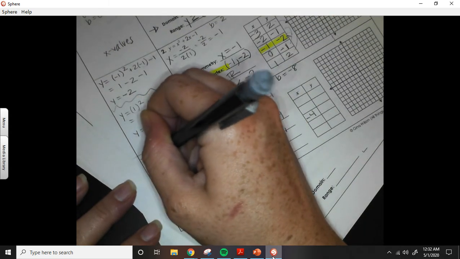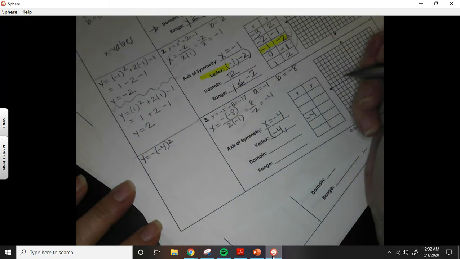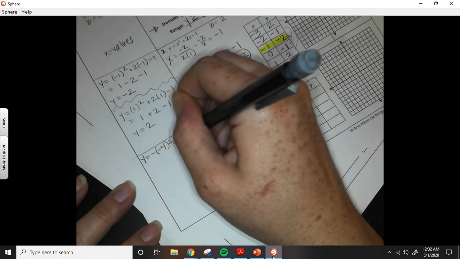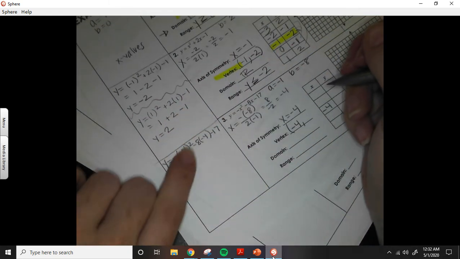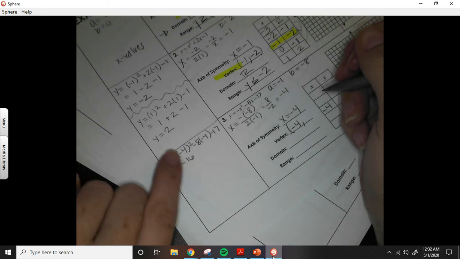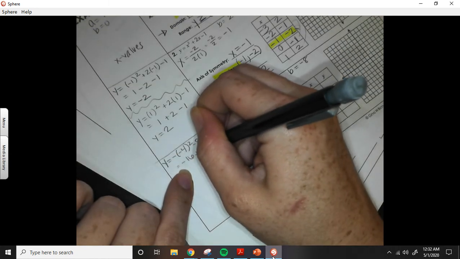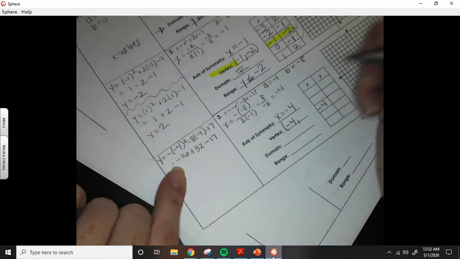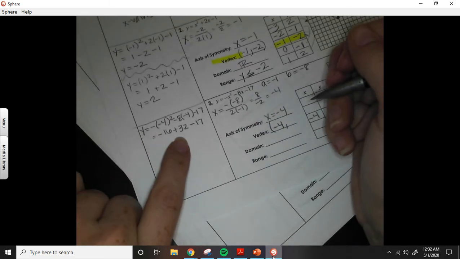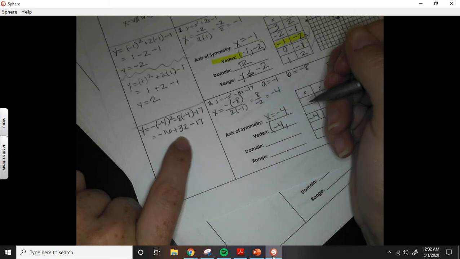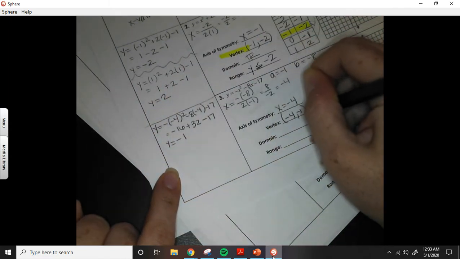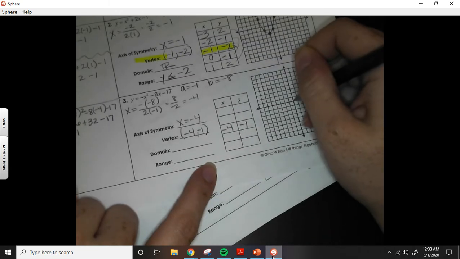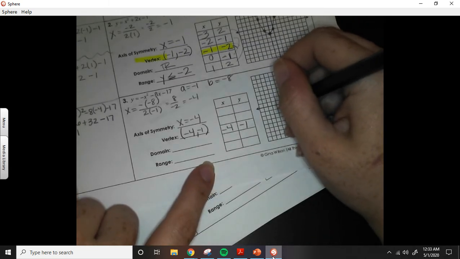So y is equal to negative 4 squared minus 8 times negative 4 minus 17. So this is negative 16 because remember, whatever's in the parentheses gets squared, but again, we're bringing down that negative sign. Plus 32 minus 17. Mental math. Negative 16 plus 32 is 16. 16 minus 17 is negative 1. Hopefully I did that right. Please fact check me. Negative 1, 2, 3, 4, negative 1.